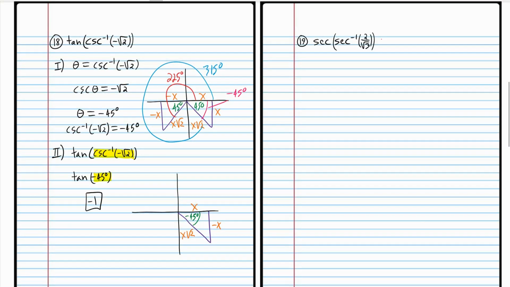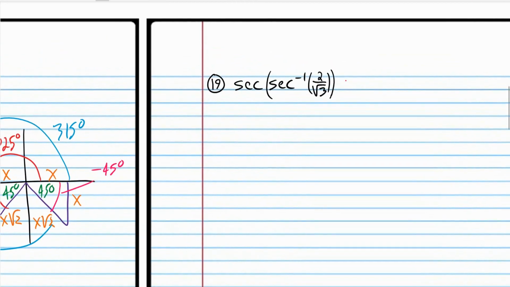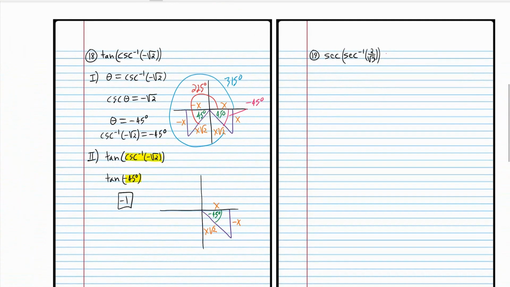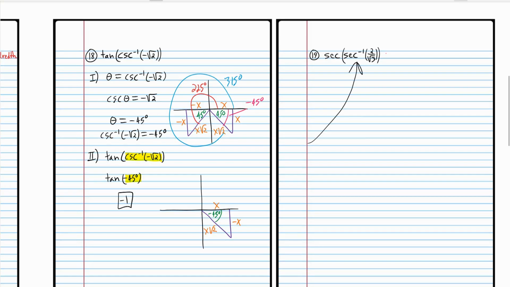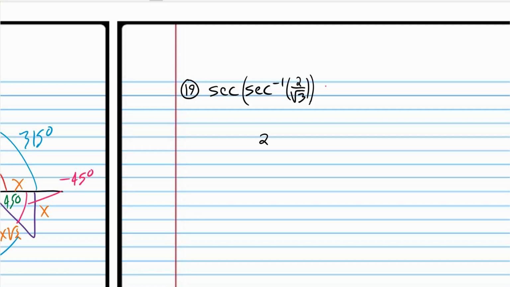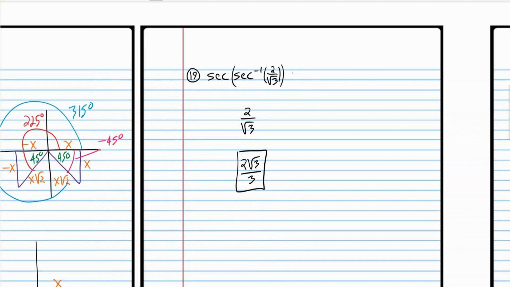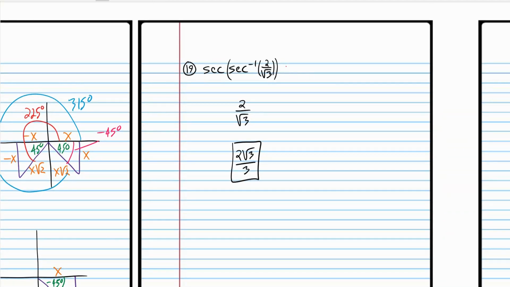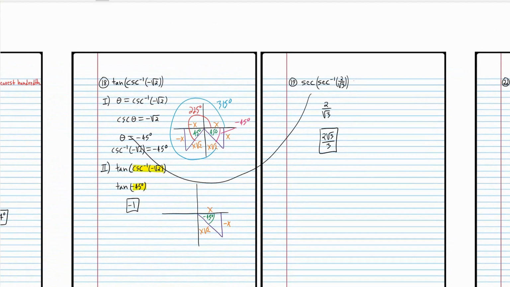Okay, on to number 19. Now notice that we have functions that are inverses of each other. Something very important to understand is when the inverse function is on the inside, the answer is just going to be whatever that expression is. So I guess I just gave you the answer. Now you could prove that by doing things the same way we did over here, but it's not really necessary given that we know the answer is going to be 2 over root 3.